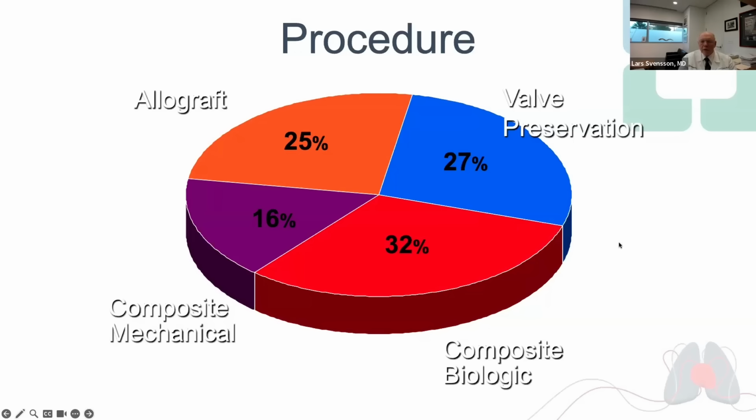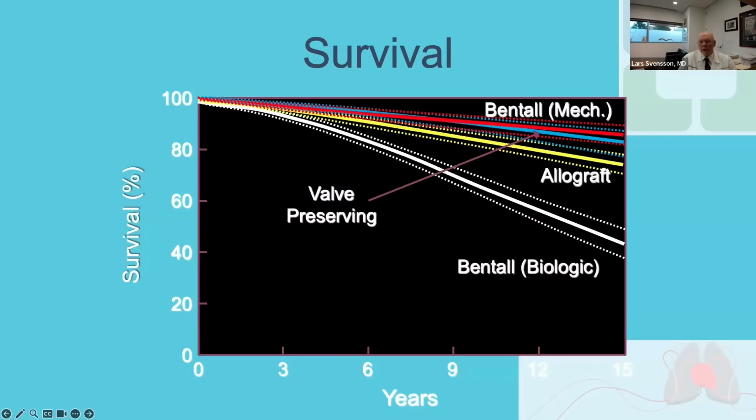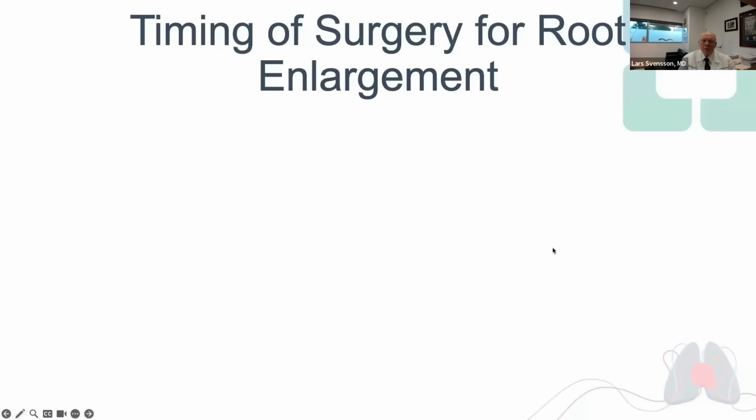And in this study, the numbers were about equally divided. And from a survival point of view, Bentalls and valve preserving operations had the best, but remember, these are younger patients. Bentalls that were biologic, which are typically older patients, didn't have as good a survival.